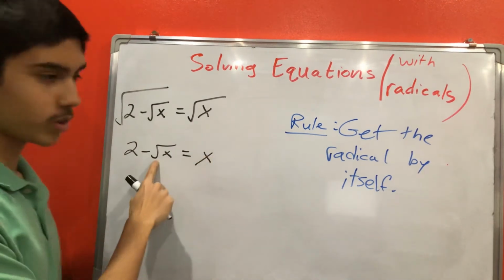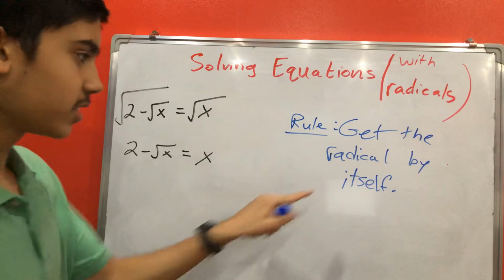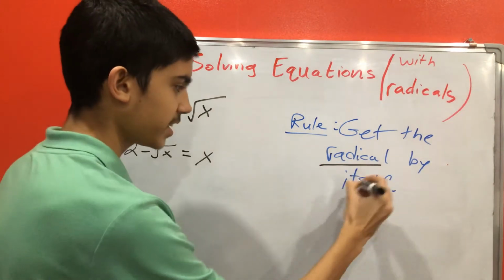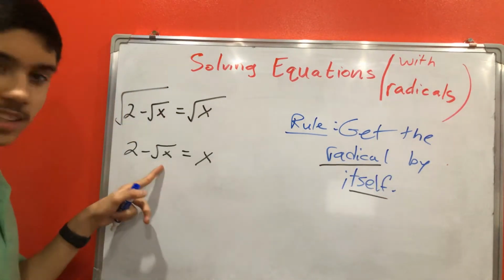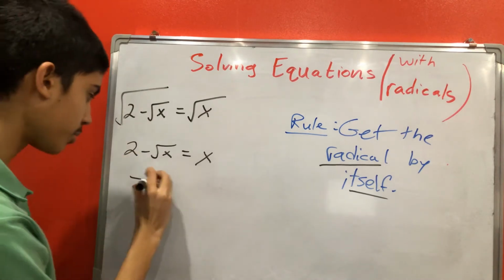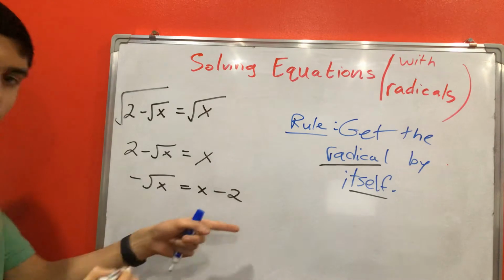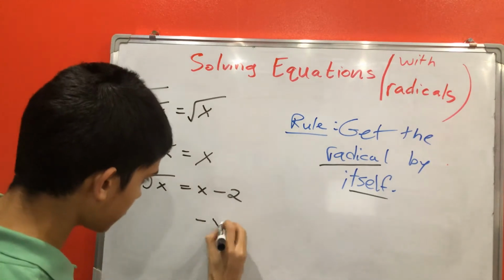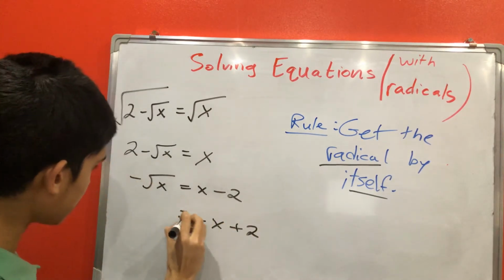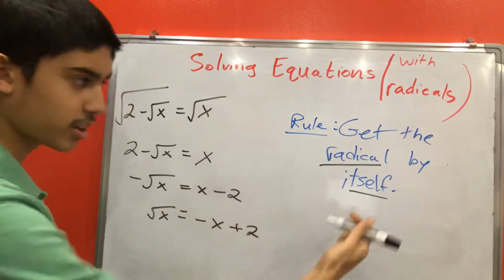Okay, now we have one radical, right? So when we have one radical, then we have to get the radical by itself, okay? So we have to get this guy by himself. So we just subtract 2 from both sides. Then you multiply by -1 on both sides. Alright, we got the radical by itself.